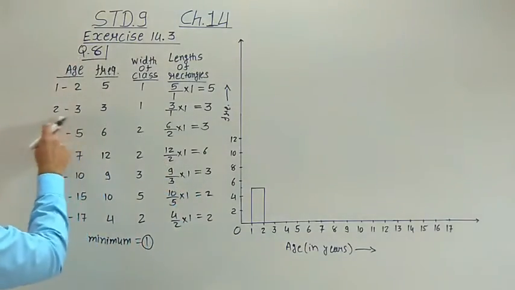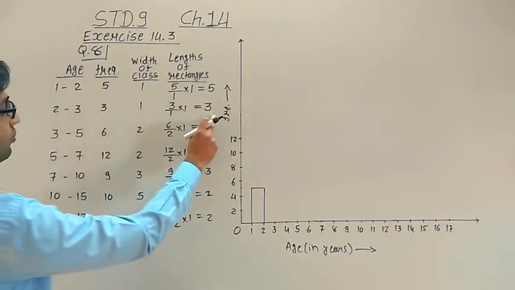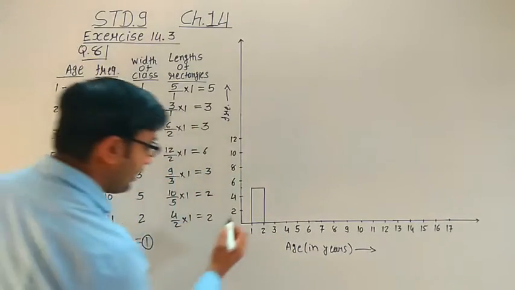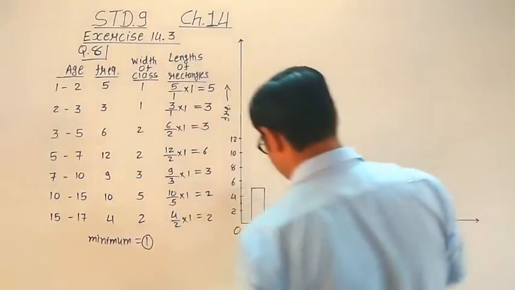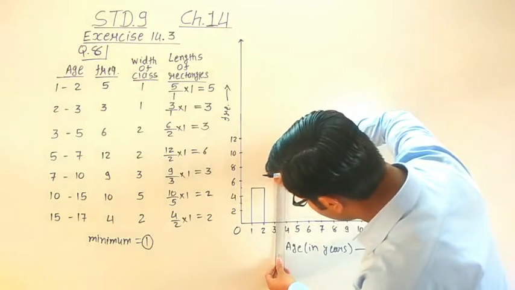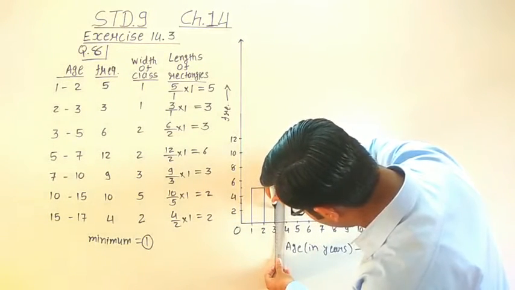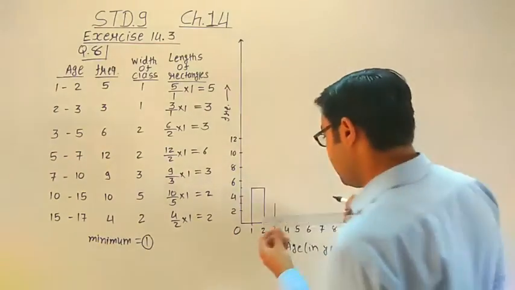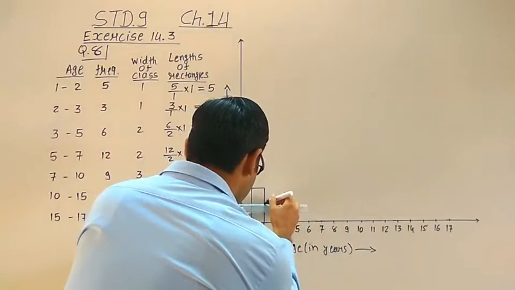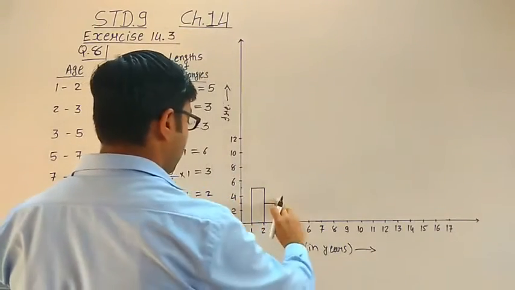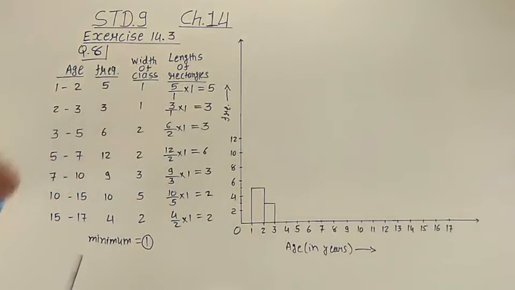Now for the second class interval, 2 to 3, from here to here, again the height we have taken is 3, right? And 3 is there between 2 and 4, right? So for the 2 to 3 class interval width, we go only up to the value 3. Now let us fill this. So we have drawn another bar for class interval 2 to 3.